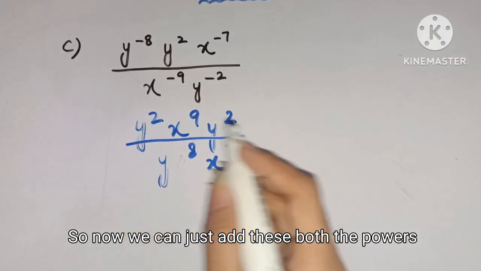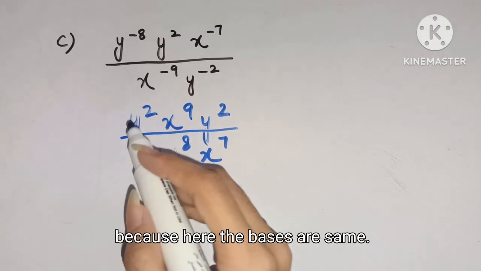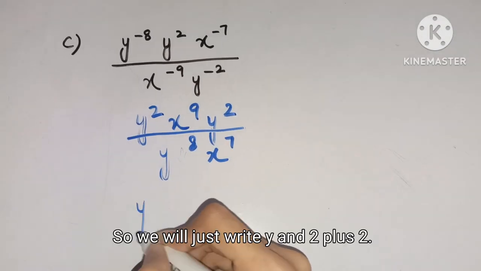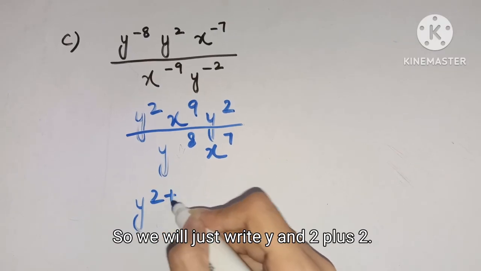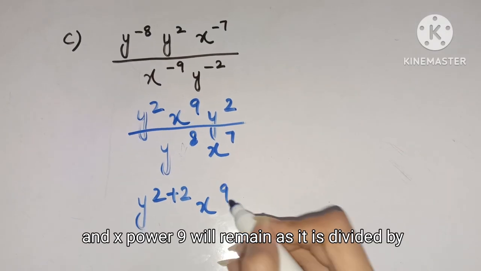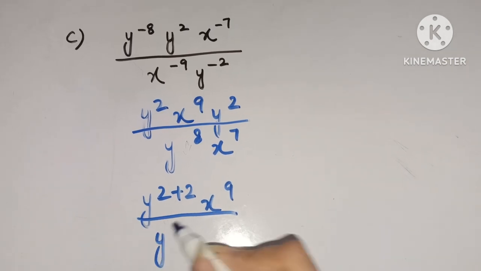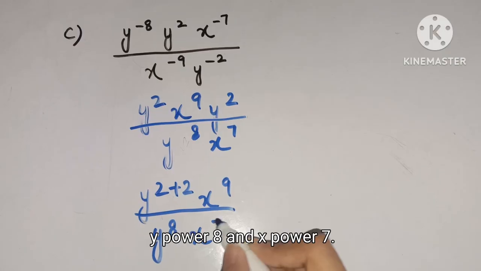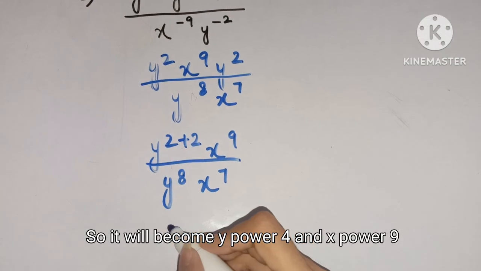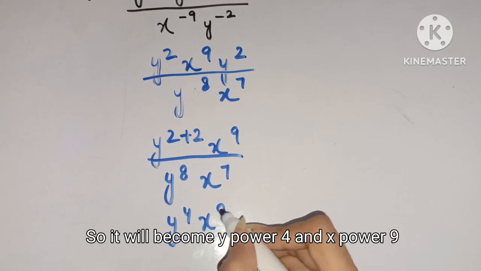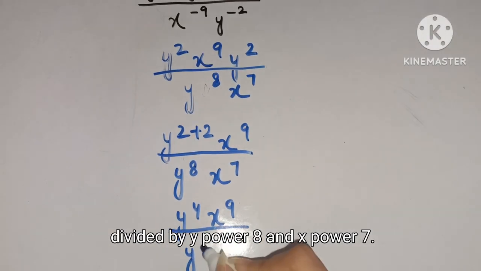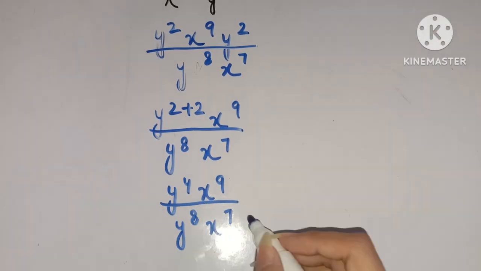So now we can just add both the powers, because here the bases are same. So we will just write y and 2 plus 2, and x power 9 will remain as it is, divided by y power 8 and x power 7. So it will become y power 4 and x power 9 divided by y power 8 and x power 7.